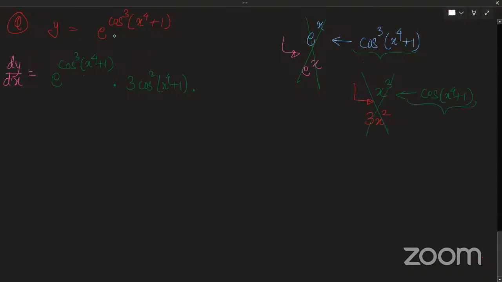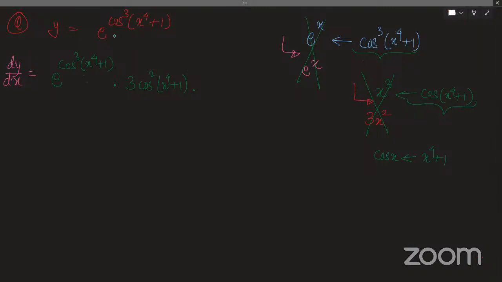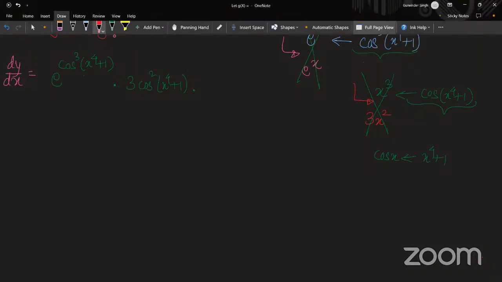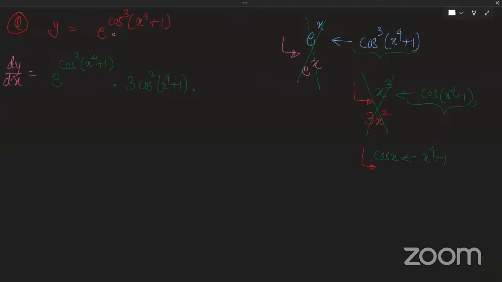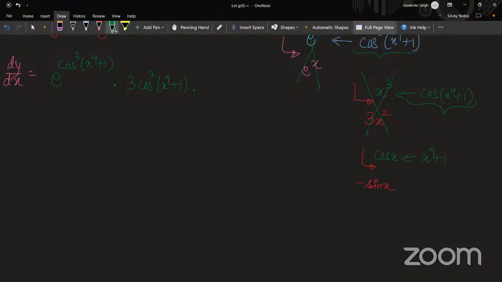Can you tell me which function has been inserted inside which function? Sir, inside cos x, x raised to 4 plus 1. Okay, great. So you approach from the outermost side, you get the first function as cos x. What is the derivative of cos x? Minus sin x. Great. So what will be the next term that you get over here?